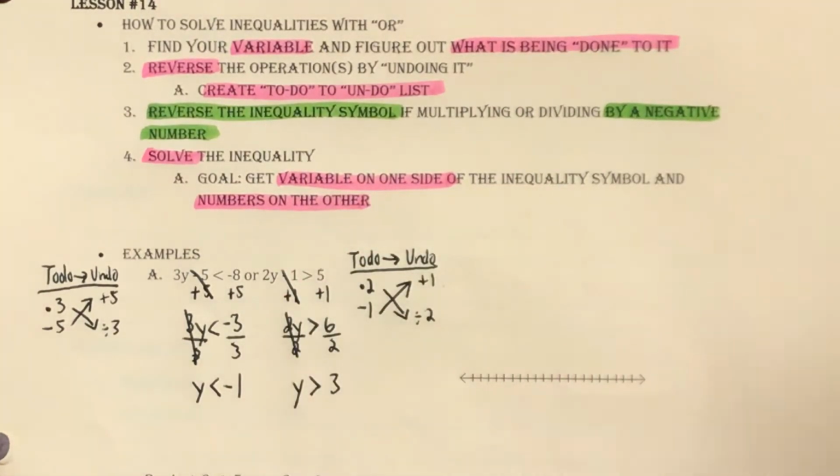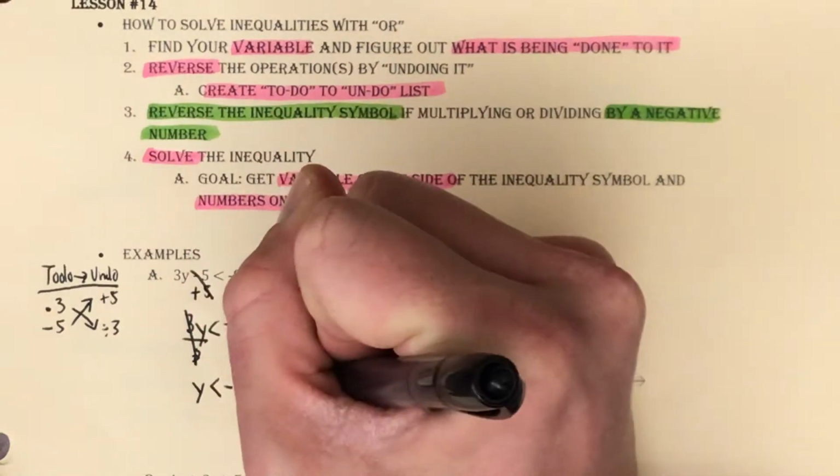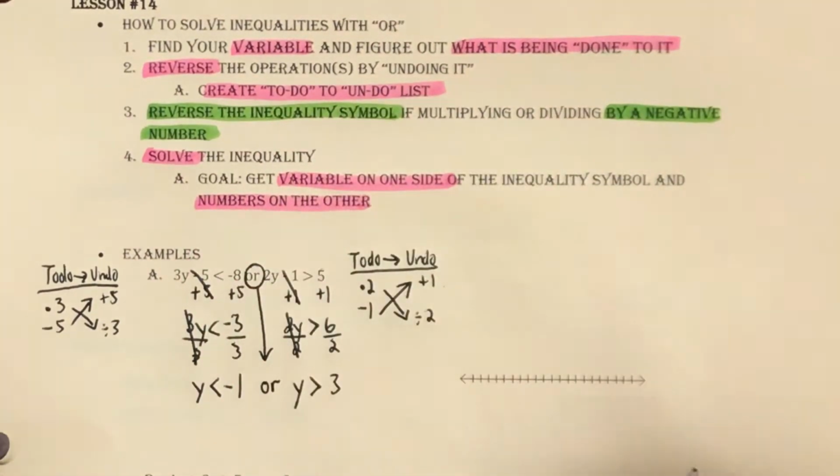So I've solved each one of these independently, as I was supposed to, but they are a compound inequality. So I now need to take this OR and I need to bring it down. And I'm going to put it between them, because that signifies that this is a compound inequality. y is less than -1 or y is greater than 3.